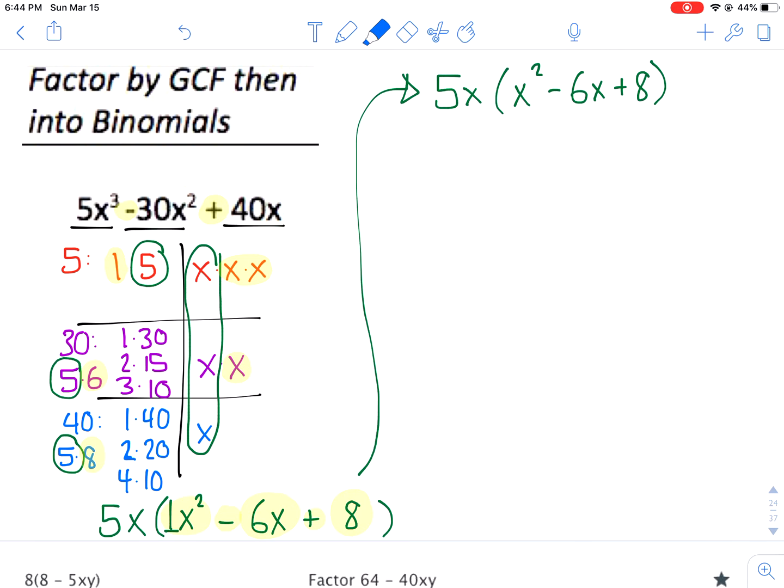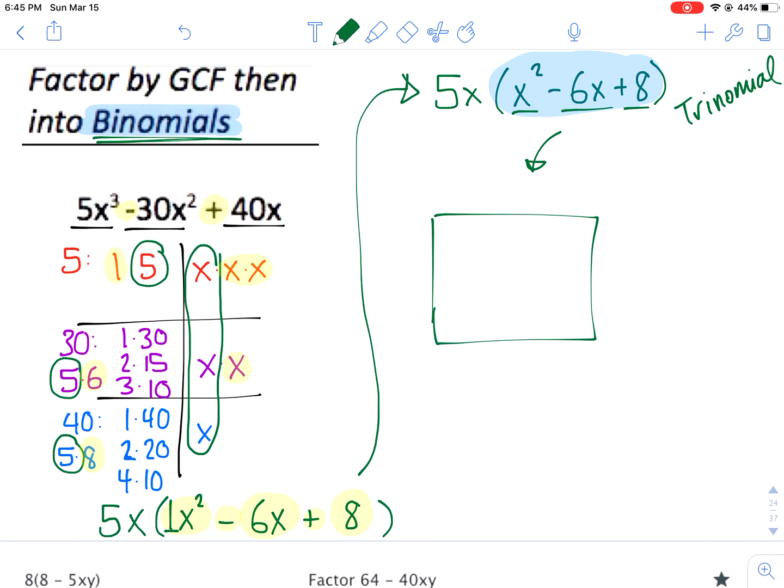So we already factored by the greatest common factor. Now we need to separate it into binomials by factoring our trinomial. Because right now we have 1, 2, 3 terms. That means it's a trinomial. We want to get it into binomials by factoring even more. So I'm going to draw our area model box.